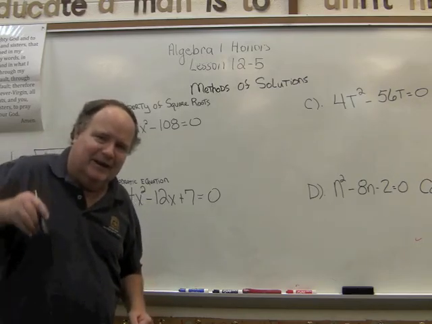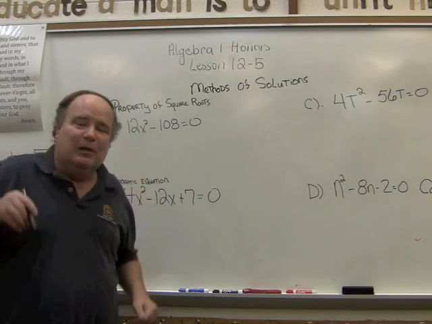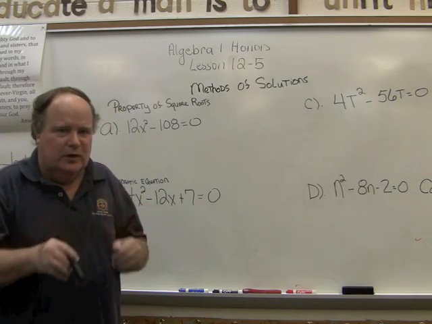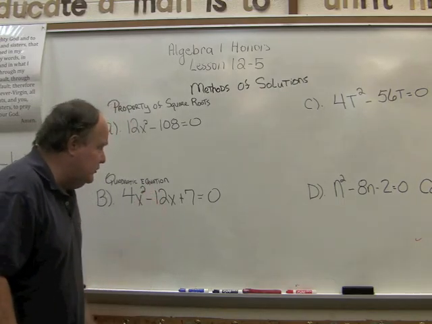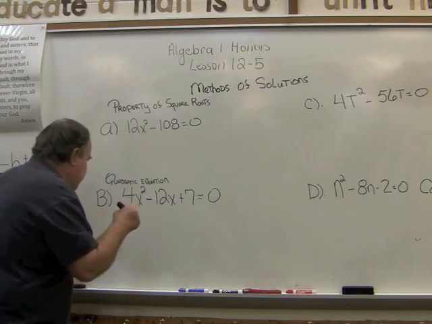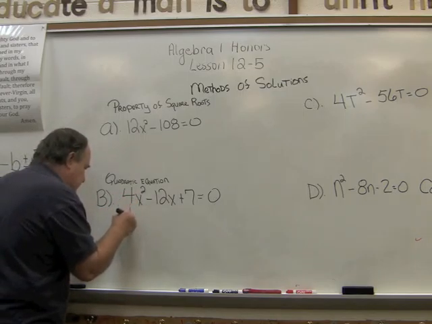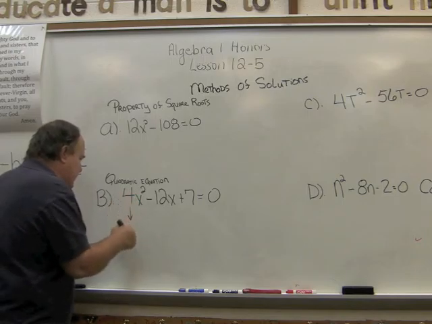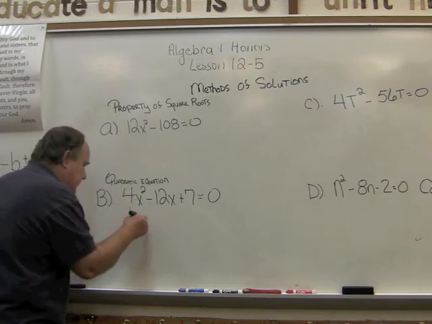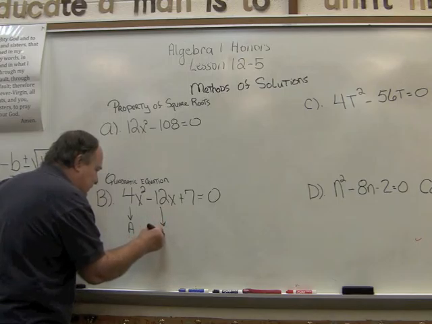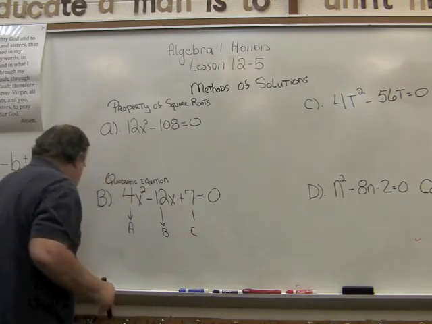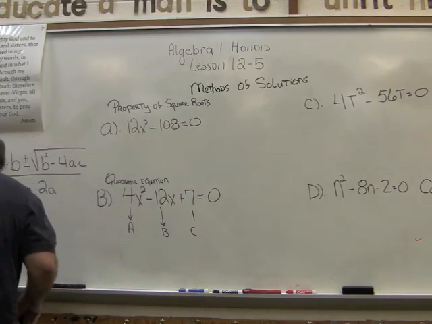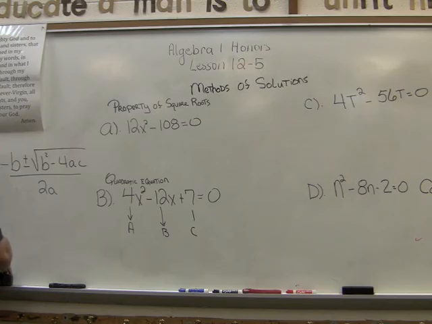Negative b, plus or minus the square root of b squared minus 4ac over 2a. Now that brings me to the question. We remember that the very first numeric value in front of the x squared is called my a value. This one is going to be my b value, and 7 is going to be my c value. So we're going to come on over here and go ahead and write this.